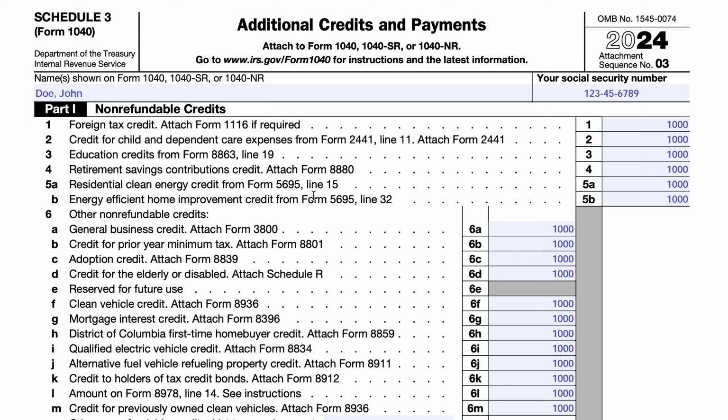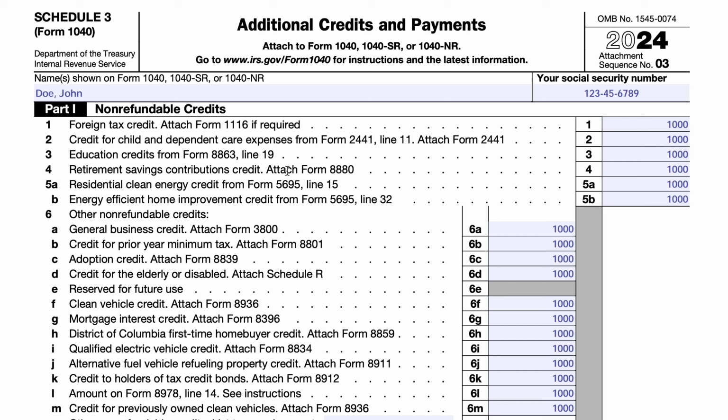But in this case, we would attach IRS Form 1116 to this, and then we would enter that amount here. For line 2, this is the credit for child and dependent care expenses. So if you have a job or if you were actively looking for a job, this would be the credit that you paid for a qualified caregiver for those child care expenses. And you calculate that on IRS Form 2441.